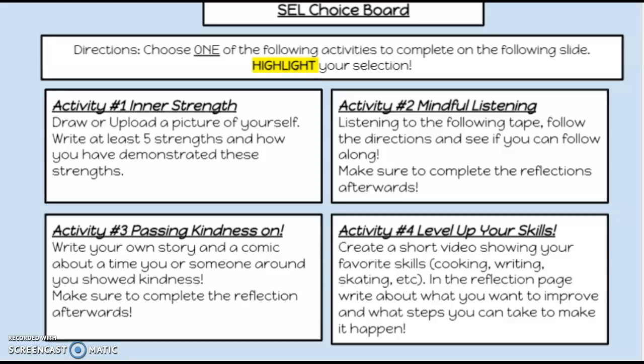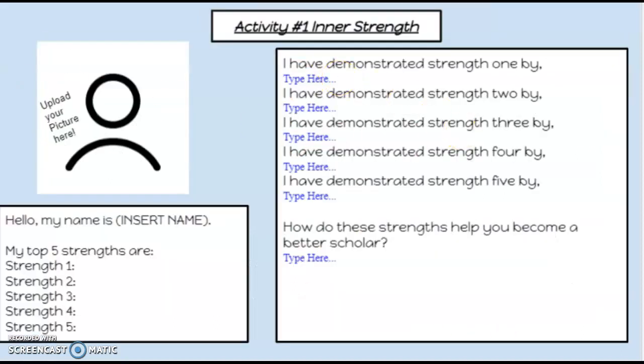You guys are going to have templates on our choice boards to choose from. So just choose one of the following. You can choose either activity 1, activity 2, activity 3, or activity 4, just one, and highlight the one you want to do. Then just complete it, follow the instructions and the directions per each activity.